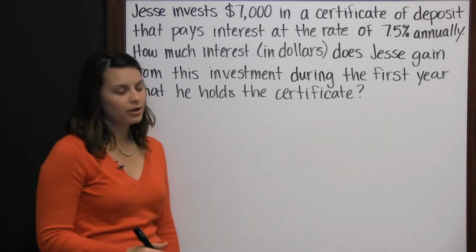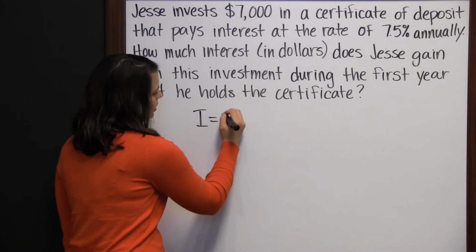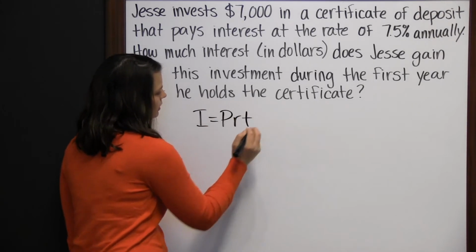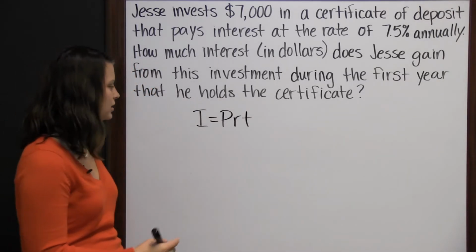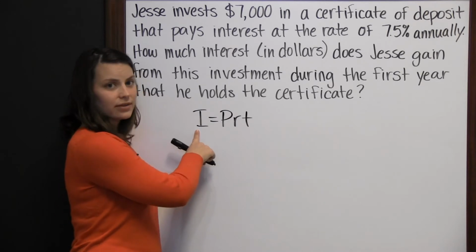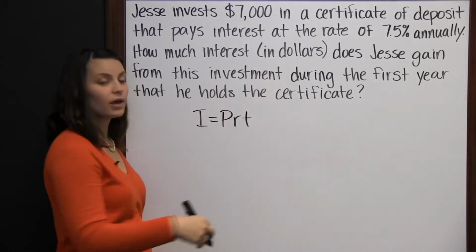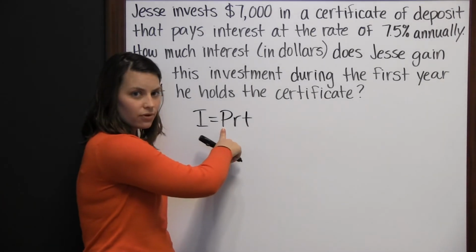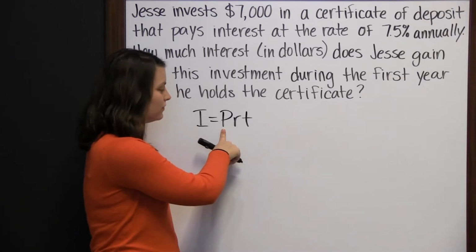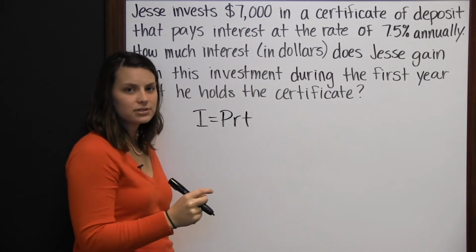This is a great problem to use this formula on. And some people call it IPERT, just as a way to remember it. The I stands for the interest, the amount of interest in dollars, like what we're trying to find. P stands for principal, or the amount that's being invested initially. That would be our $7,000.